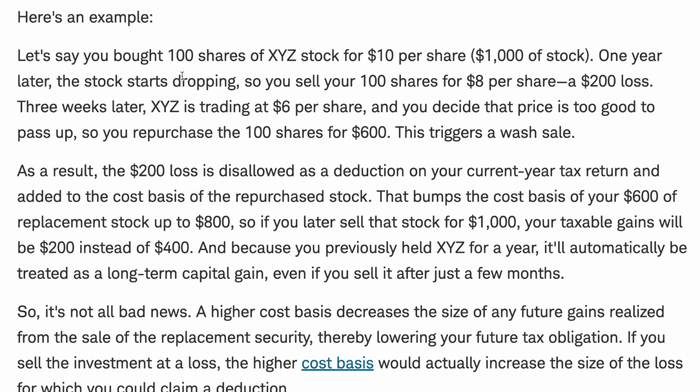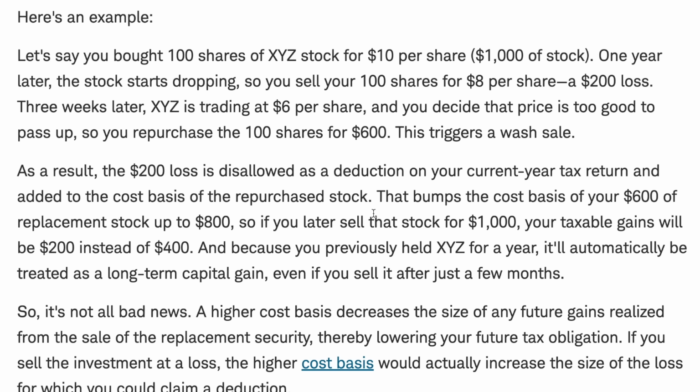So let's look at this example, right? And there's two good things that happen here, though. Let's say you bought 100 shares of XYZ stock for $10 per share. One year later, the stock starts dropping. So you sell the 100 shares for $8, right? So it's a $200 loss. Three weeks later, XYZ is trading at $6 per share. You decide the price is too good to pass up, so you repurchase it. This triggers a wash sale, all right? Which means you don't get to use those losses to write off on the gains.